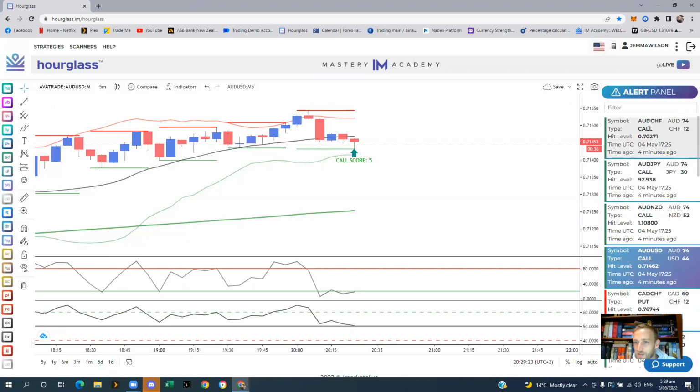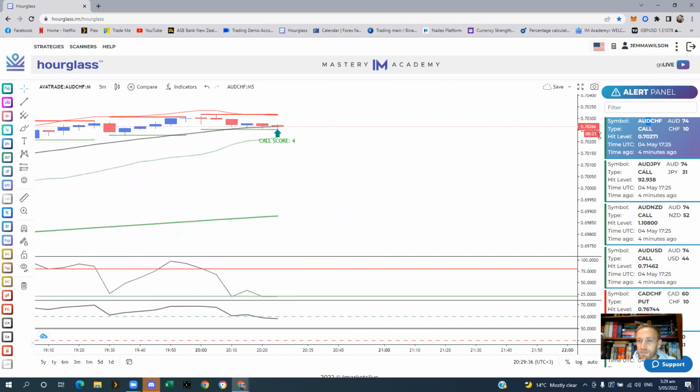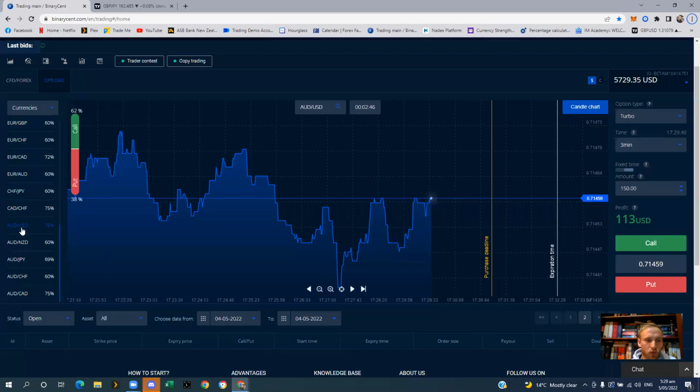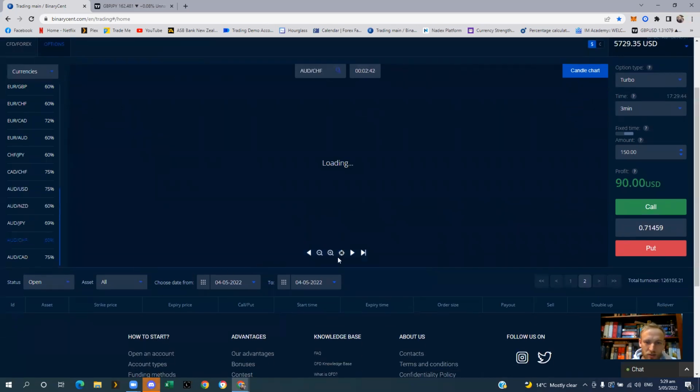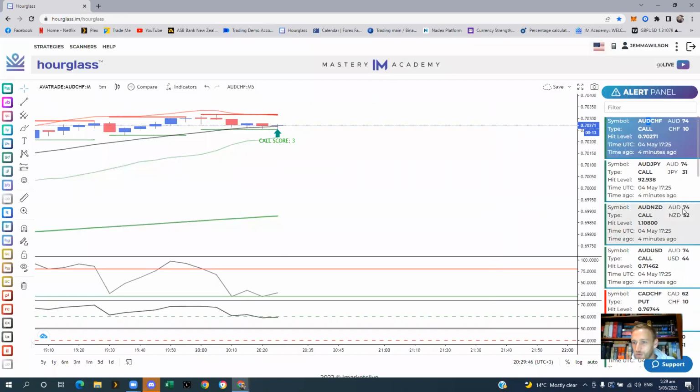Someone said AD Chef is pushing down again, so let's go take a look. AD Chef is not knowing what it wants to do. So we're looking at an entry at 5-3, although we've got 30 seconds left in this candle, so I might wait for the next one. I'm just hoping that we can get some entries for you guys so I can show you what I mean. It's been really, really cool.